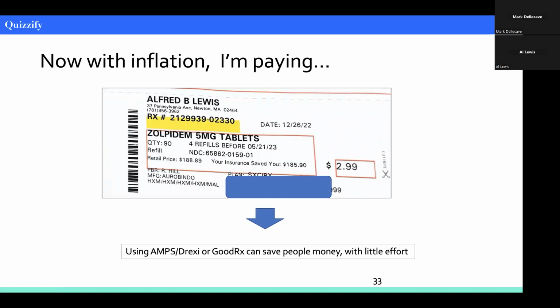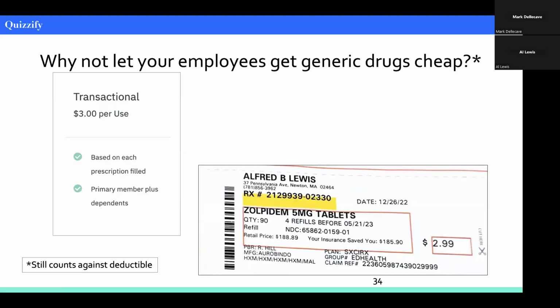But the bottom line is that you can use an AMPS Drexy, a GoodRx, a ScriptCo, a Southern Scripts, any number of things. But these two in particular, you can do on a transaction basis, meaning you don't have to sign your life away. You can still have the PBM contract. And by transaction basis, what I mean is that, let's say I didn't have a Drexy card. I wasn't a member of Drexy. And I just wanted to get the value of it. I could pay $3 extra each time I filled my Ambien scripts for $2.99.